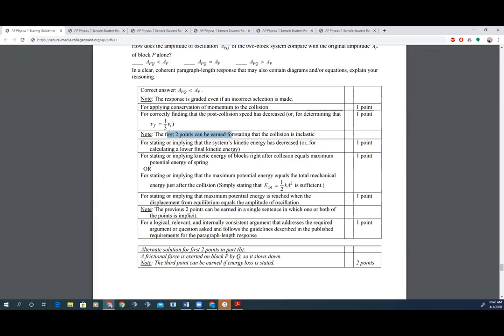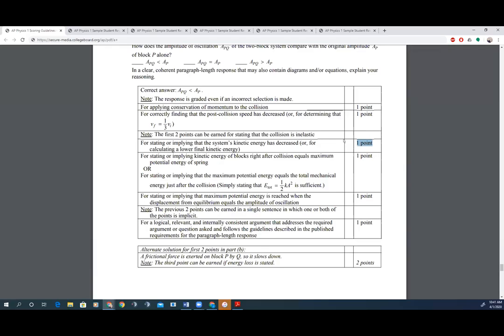And you can also earn this by stating that the collision is inelastic. Because what does that mean? If it's an inelastic collision, kinetic energy won't be conserved. That's implied. And then you get for stating or implying that the system's kinetic energy has decreased. So 1 point, and you notice how they say or for calculating, because they allow you to solve these numerically as well. So you'd get 1 point just for saying that we actually went ahead and we decreased our energy.